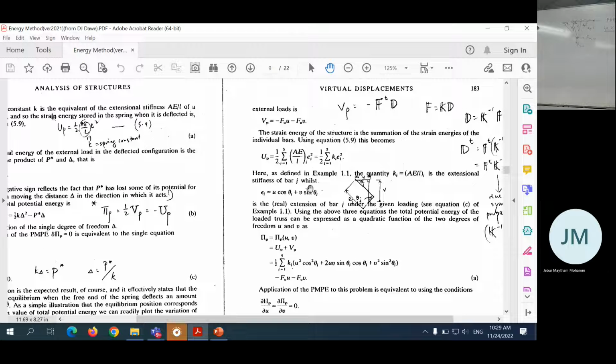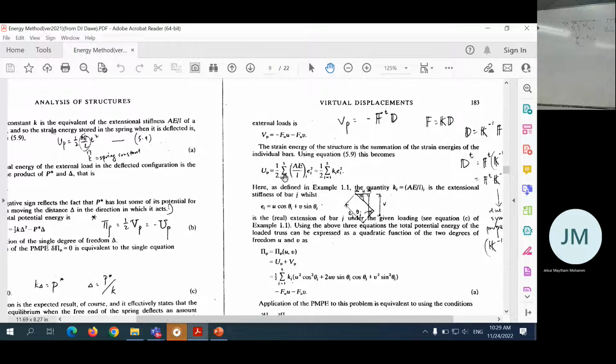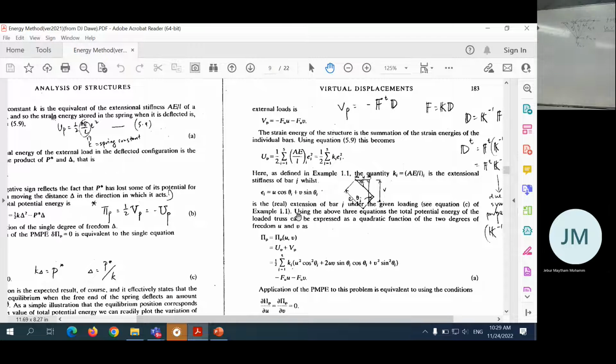So please take note of these calculations of strain energy here. AE over L is the K, and delta is the elongation. So half AE over L multiplied with the elongation squared is the strain energy of a bar. And if you have multiple bars, you just add up all the bars. So that is one particular problem of application of PMPE, which is given in very detailed form in this note that you can refer to.